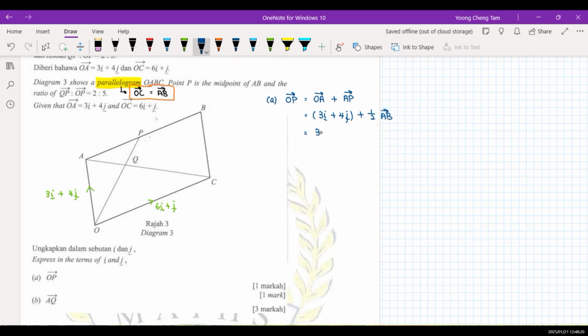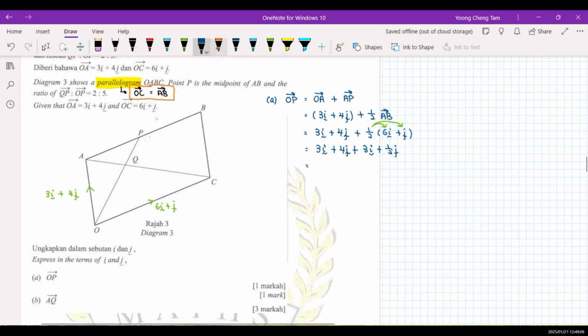So you can remove the bracket first, 3i plus 4j, plus 1 over 2 AB. So AB is OC, and OC is 6i plus j. Now open the bracket, simplify, then you can get the vector for OP. 3i plus 4j. Open the bracket, here 1 over 2 times 6i and 1 over 2 times j. So 1 over 2 times 6i is 3i. 1 over 2 times j is 1 over 2j.